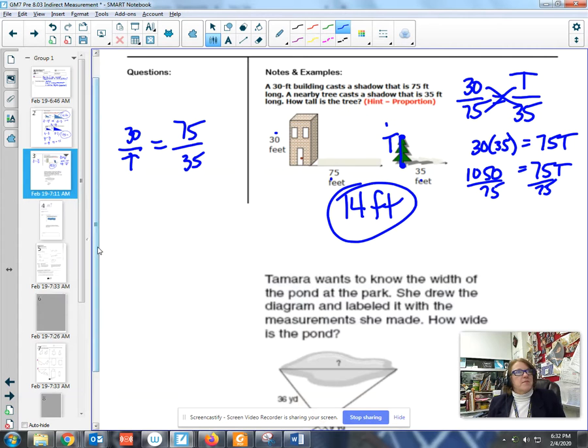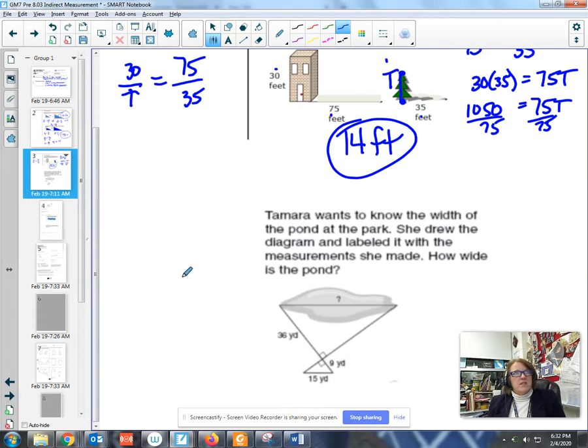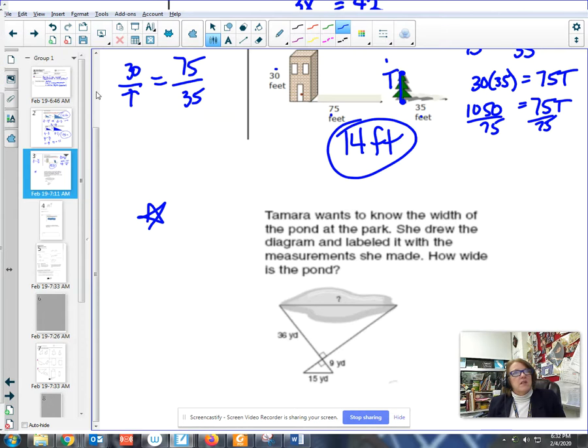That's a reasonable one. Now, this one, put a big old star by this one. And here's why.